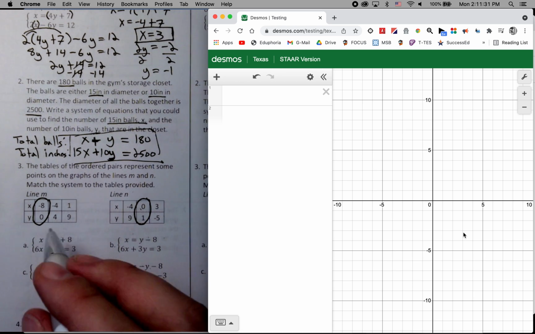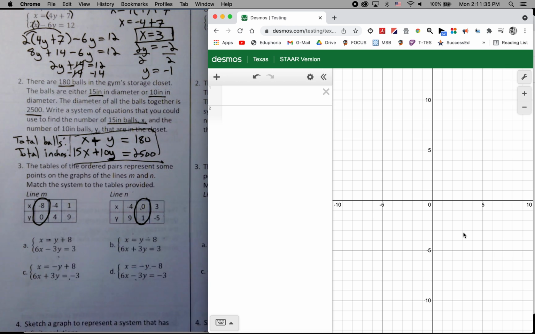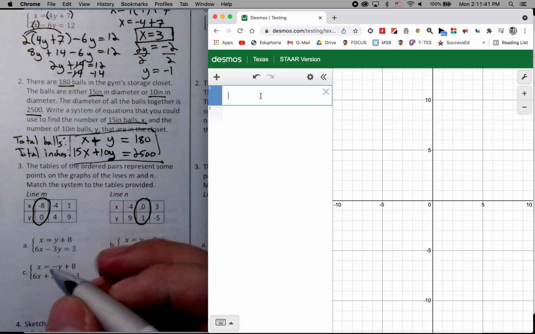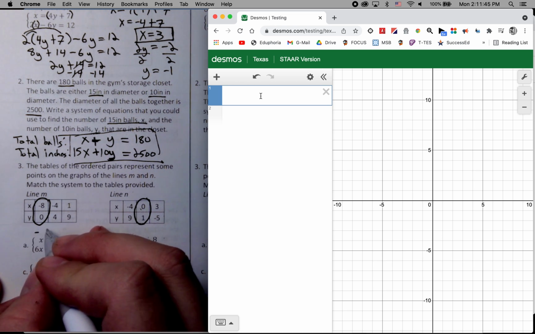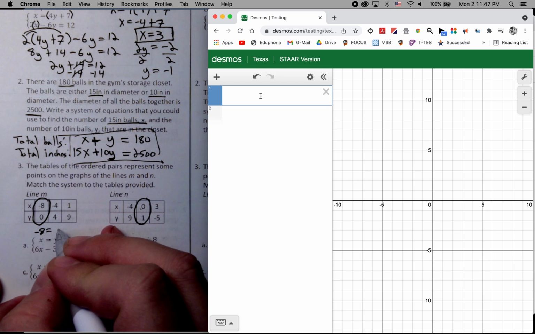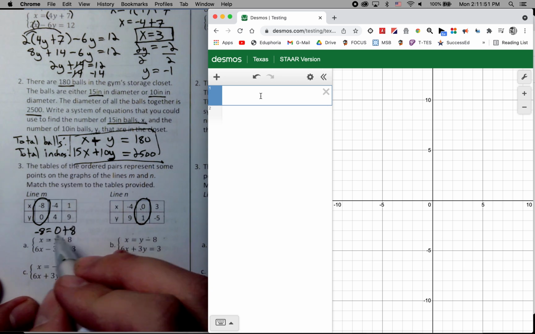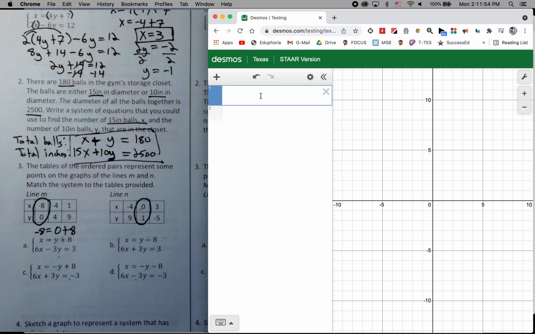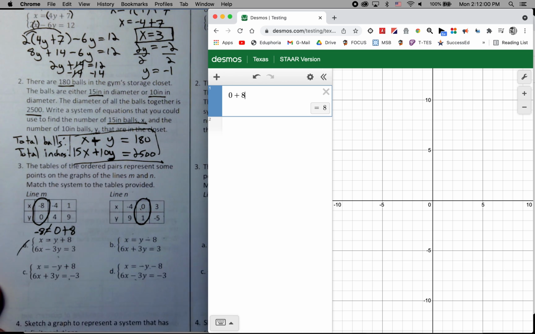Okay, so if I look at this first one, it says x equals y plus 8. I don't need to do this in Desmos. I can just plug it in and say negative 8 equals 0 plus 8. If I type in 0 plus 8, that gives me positive 8. That does not equal negative 8. But this one's gone already.